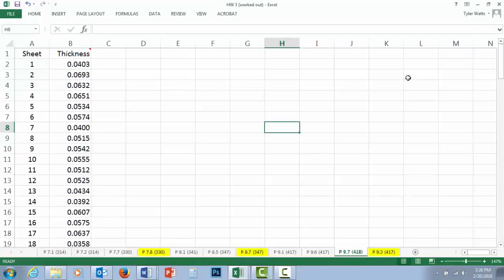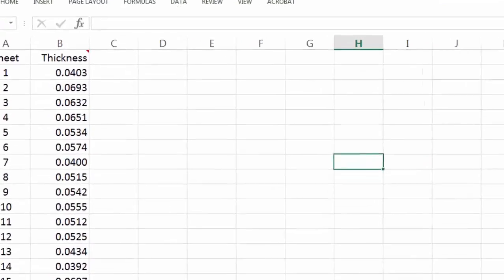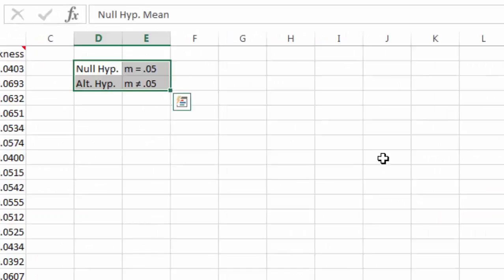Okay, so now we're looking at problem 9.7. An aircraft manufacturer needs to buy aluminum sheets with an average thickness of 0.05 inch. The manufacturer knows that significantly thinner sheets would be unsafe and considerably thicker sheets would be too heavy. A random sample of 100 sheets from a potential supplier is collected. The thickness of each sheet in the sample is measured in inches and recorded in the file. A. Identify the null and alternative hypotheses for this situation. Well, we're basically seeing whether they're different from 0.05. We can write those down like this.